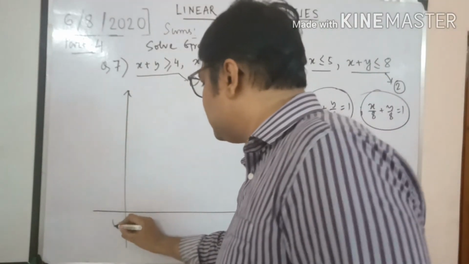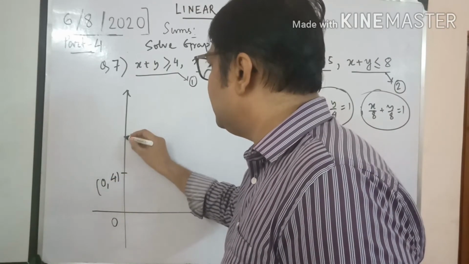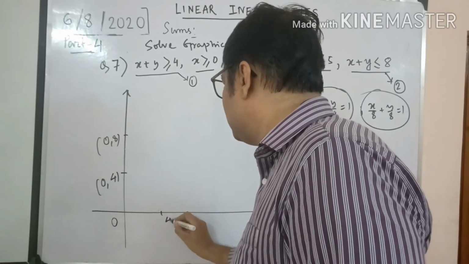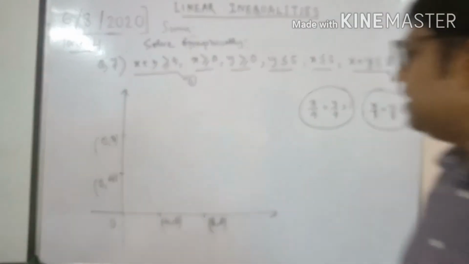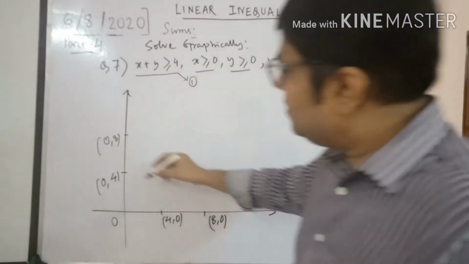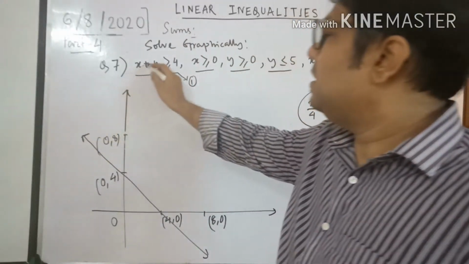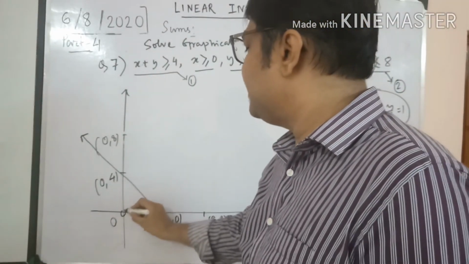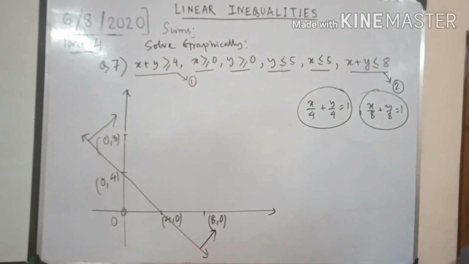If you mark this as origin, this as say 4, that means 0, 4, and this say as 0, 8, this as 4, 0, and this as 8, 0. So I can draw these two lines taking intercept 4, 4. Now look at the line inequality. If you put 0, then what will happen? 0 is greater than 4, satisfied? Not satisfied. That means the solution exists away from the origin. So I put 2 arrows just to prevent it from getting untidy.